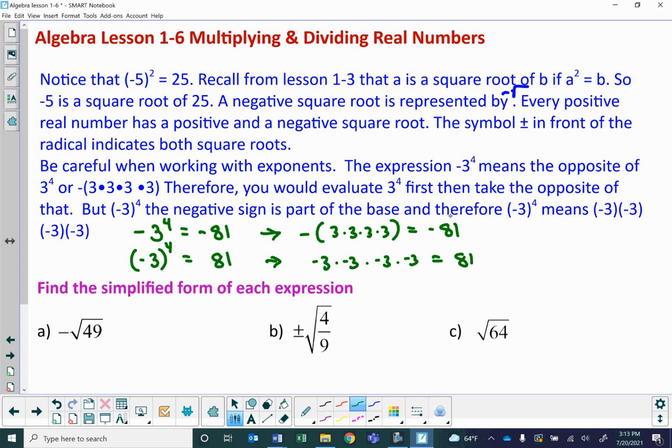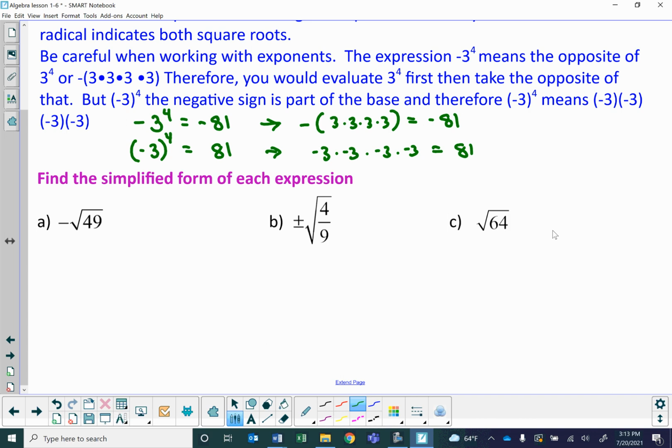All right, find the simplified form of each expression. We have the negative square root of 49. Notice the negative is on the outside of the square root symbol. So we're not asking for both the positive and the negative root, we're just asking for the negative root. What two numbers multiplied together that are exactly the same equal 49? That's 7, so this would become negative 7. Letter B asks for the plus and the minus, which means they want both the positive and the negative square roots. The square root of 4 is 2, and the square root of 9 is 3. Since they want them both, we have plus and minus 2/3.